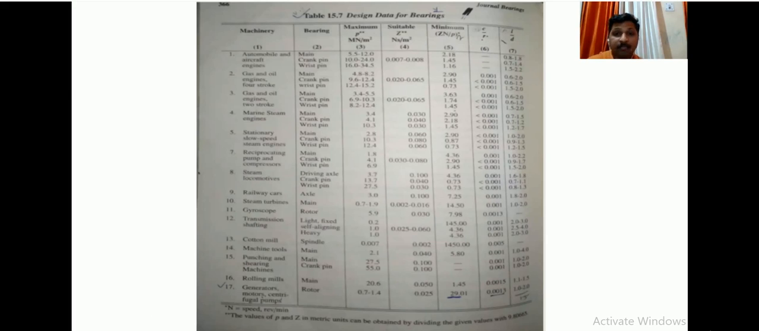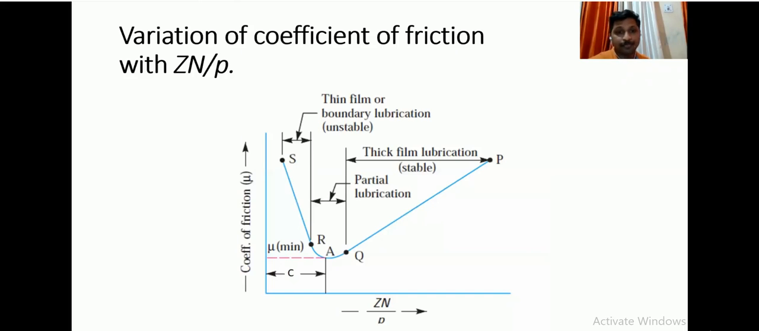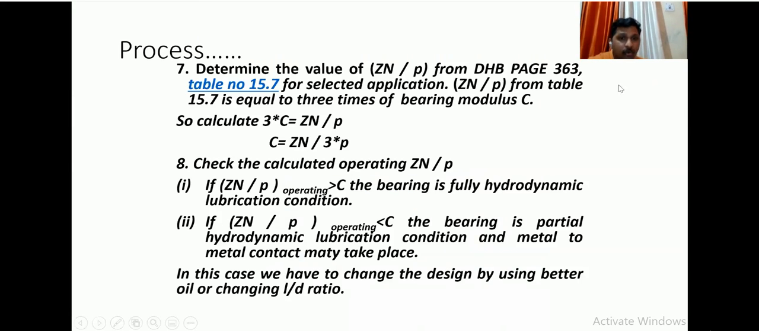and we will note down this minimum Zn by P. I have told you earlier that this minimum Zn by P is nothing but 3 times the bearing modulus. So we will find out this value, 3C is equal to Zn by P, which is minimum Zn by P from table number 15.7. So we are able to find out the bearing modulus for your particular bearing.